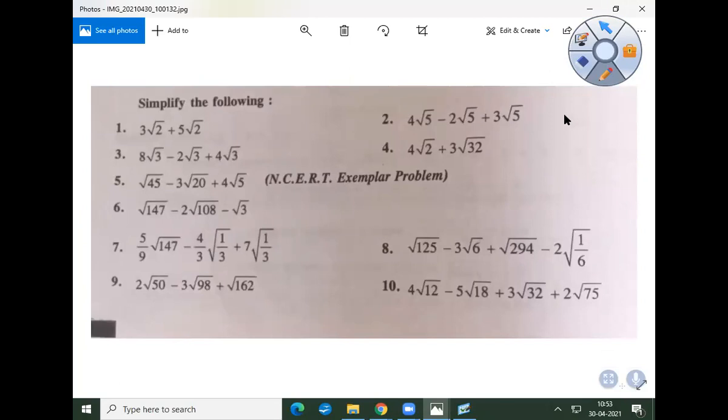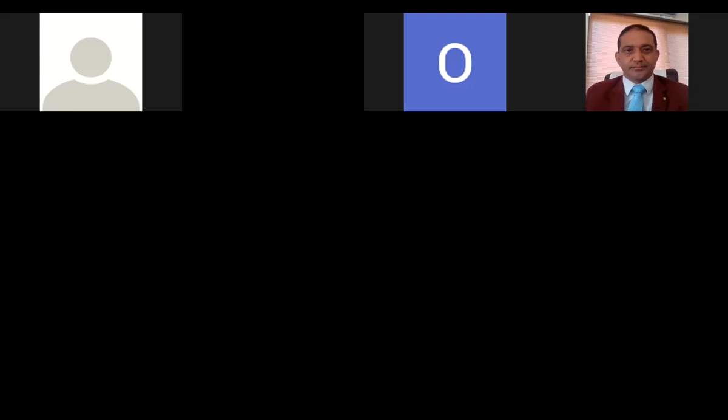Now let us move to the next portion of this: multiply and divide. Okay, multiply and divide.